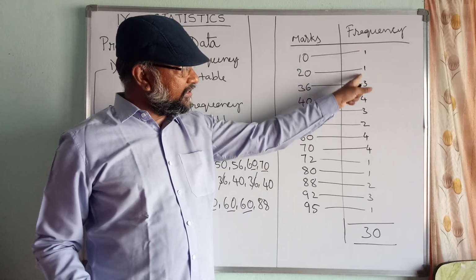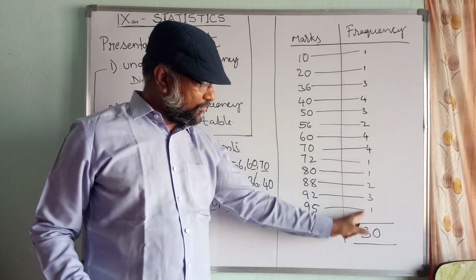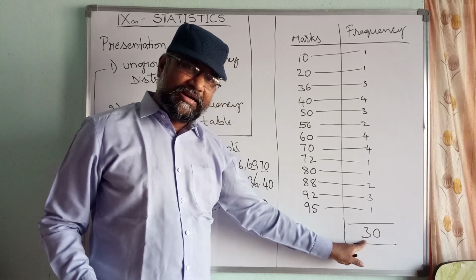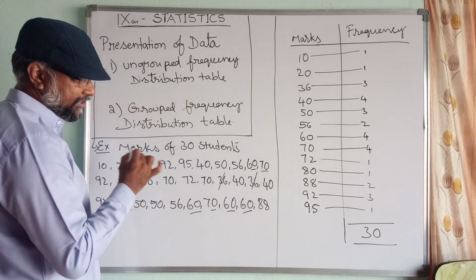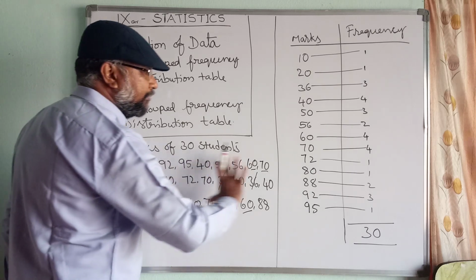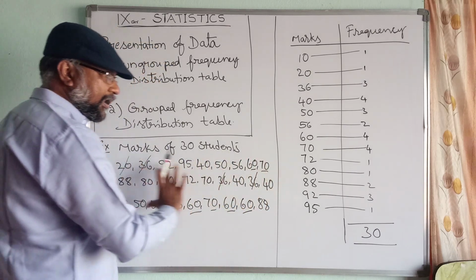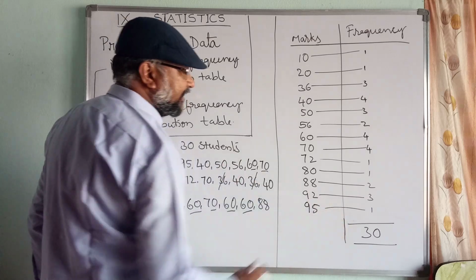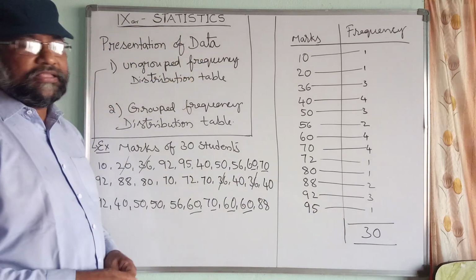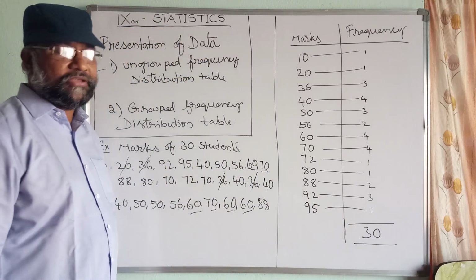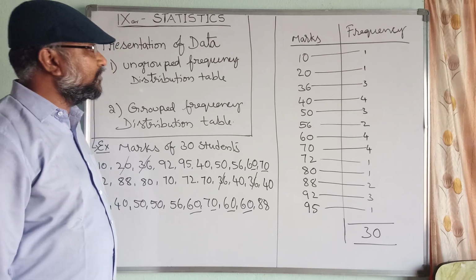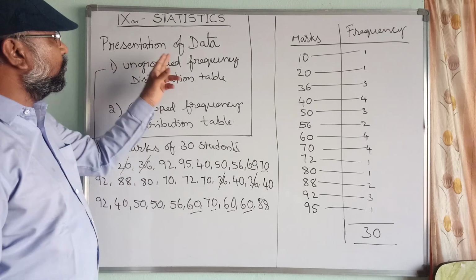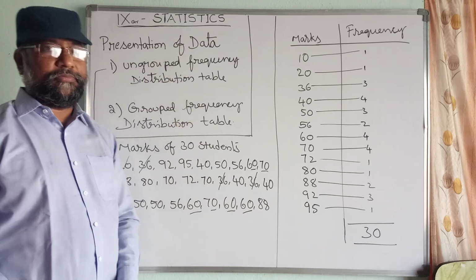If you count these numbers as a total, you must get 30. The number of marks is 30. So the total number of marks here is 30. In the same way, here we have the frequencies, and the total frequency is 30. So this is about the ungrouped frequency distribution table. That's all.